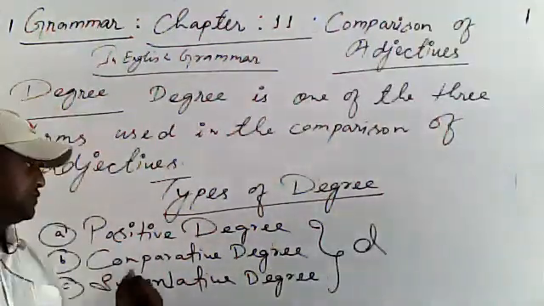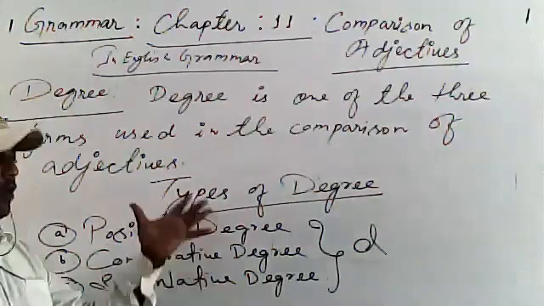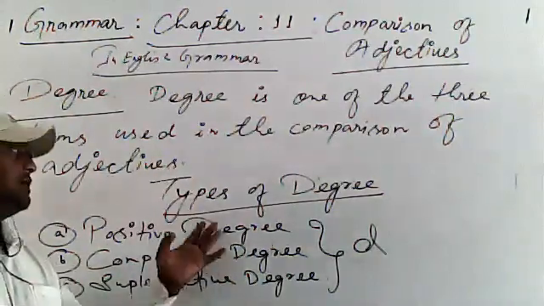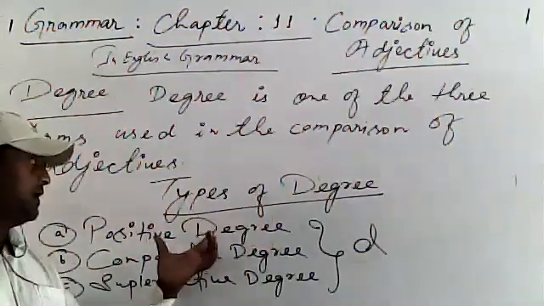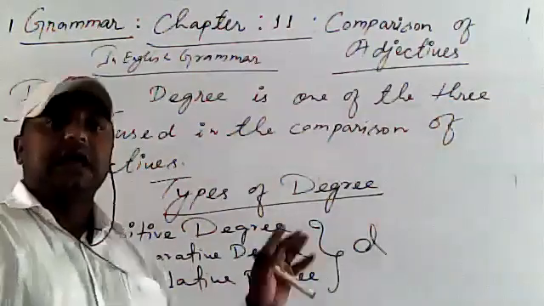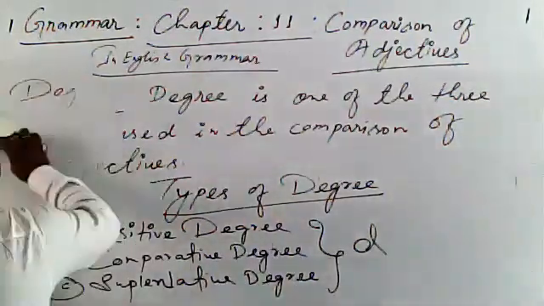Okay, sorry for the interruption, students. Now look here. I hope you have understood all these things. Now please take care, how many types of degree are there? Degree are of three types. That is positive degree, comparative degree, and superlative degree. I'm going to erase the board now.